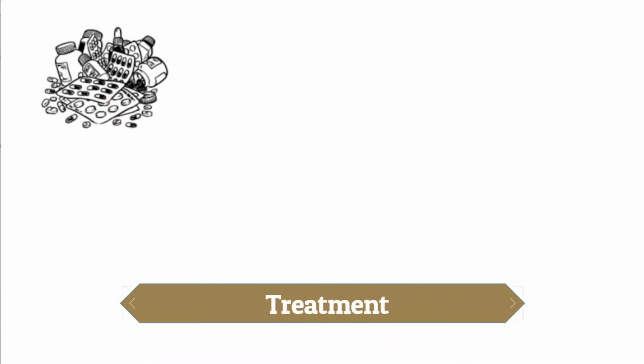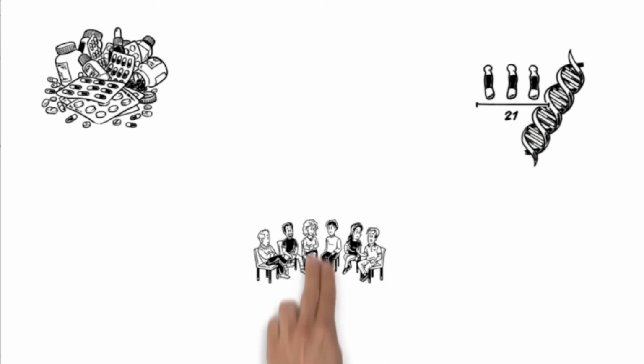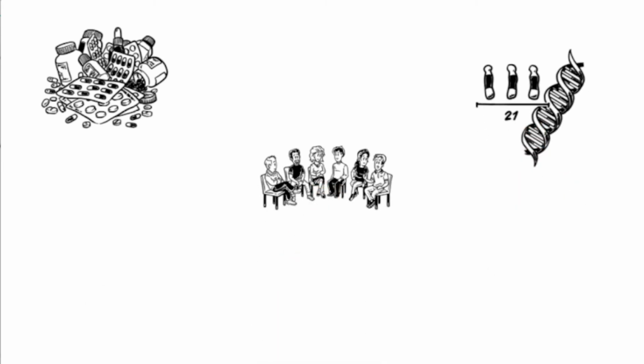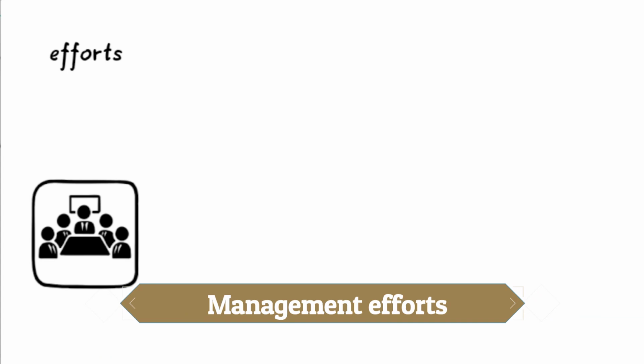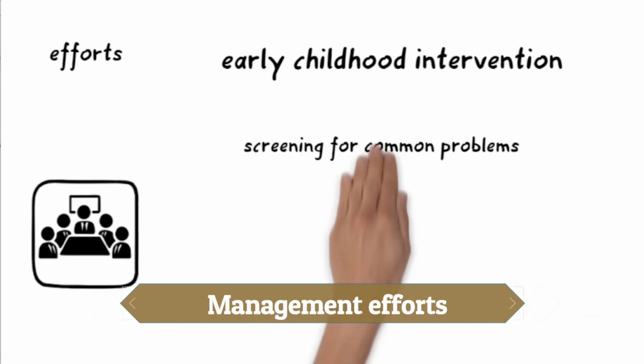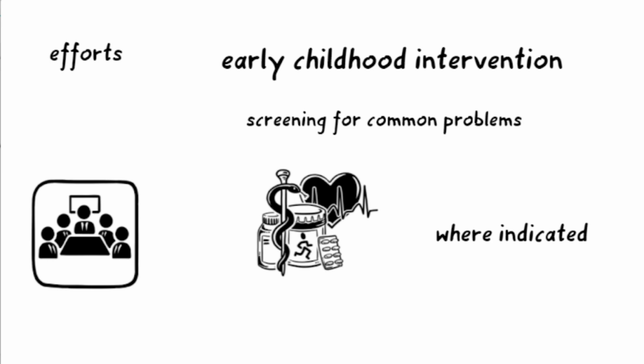Treatment. There's no specific treatment for Down syndrome, but there is a wide range of physical and developmental therapies designed to help people with Down syndrome reach their full potential. The earlier you start them, the better. Each child will have different needs. Management efforts such as early childhood intervention, screening for common problems, medical treatment where indicated, and a good family environment are important.